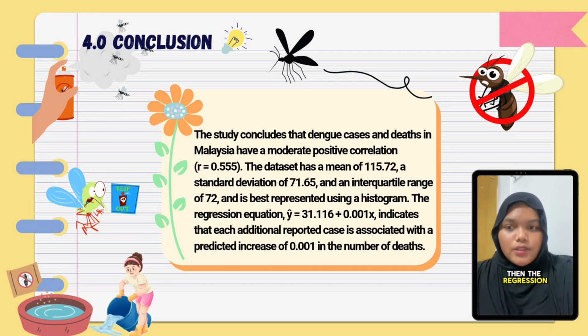Then the regression equation is y equals 31.116 plus 0.001x, which indicates that each additional reported case is associated with a predicted increase of 0.001 in the number of deaths.